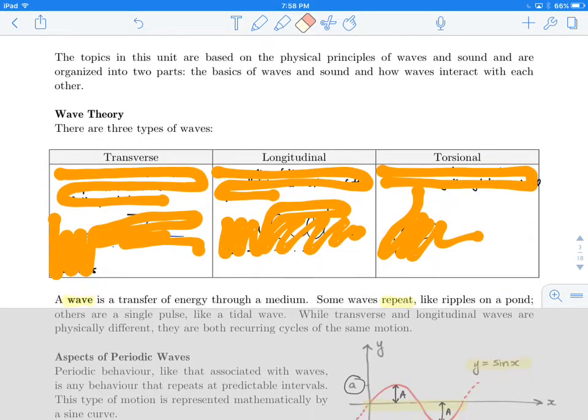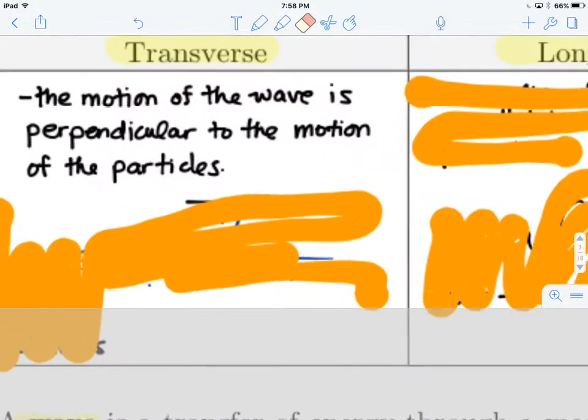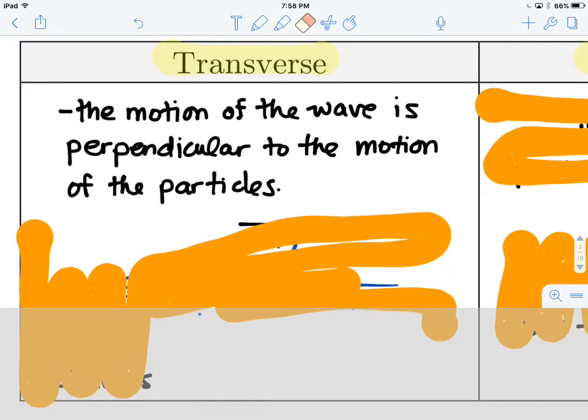So we're going to start with wave theory, and you can see in general that there are three types of waves. Transverse and longitudinal are the most important for our purposes, and we're going to throw in a discussion of torsional waves just because. But in general, a transverse wave is a wave where the motion of the wave itself is perpendicular to the motion of the particles. Okay? This is a transverse wave.